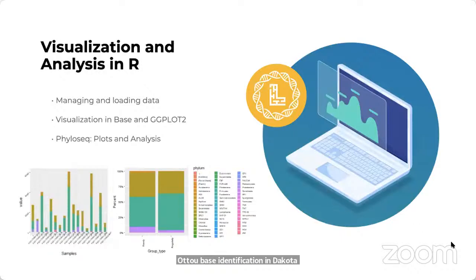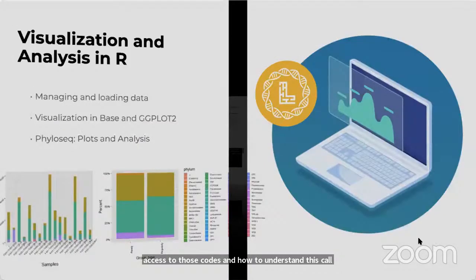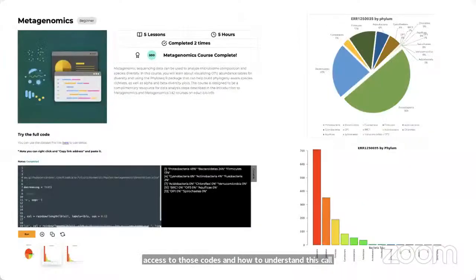Behind many of these methods, we also have important lessons on downstream analysis that can be performed using the data that you can download from the metagenomics pipeline, subjecting that to downstream analysis using popular coding languages such as R and Python. We have explained this in tutorials, and you will have access to those codes and how to understand them. These coding tutorials actually start at the beginner level.